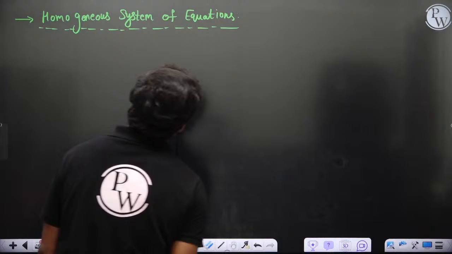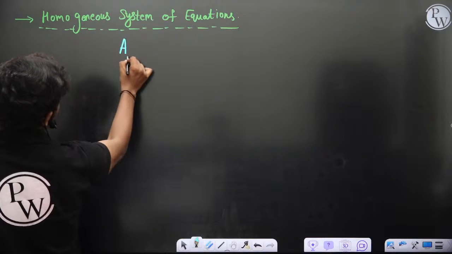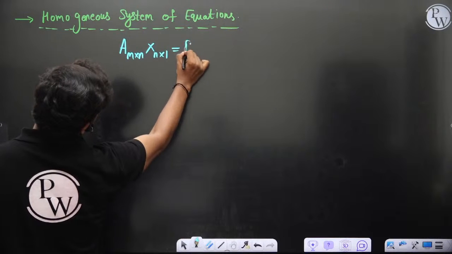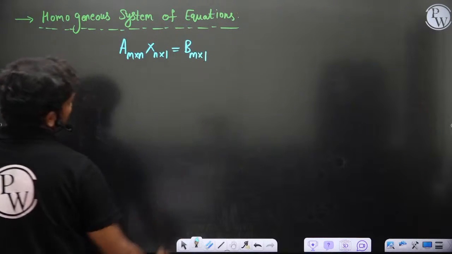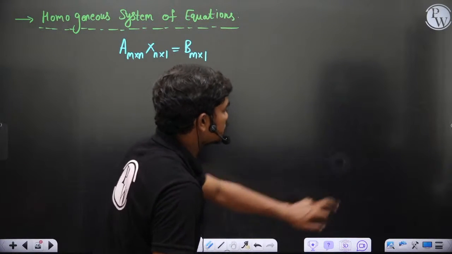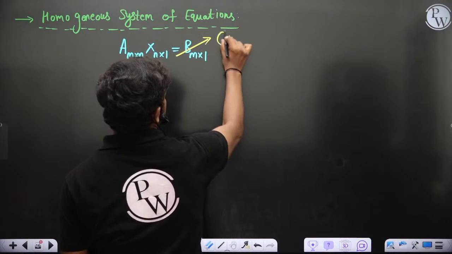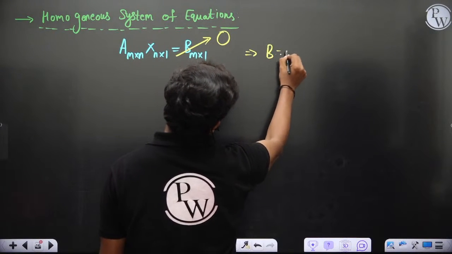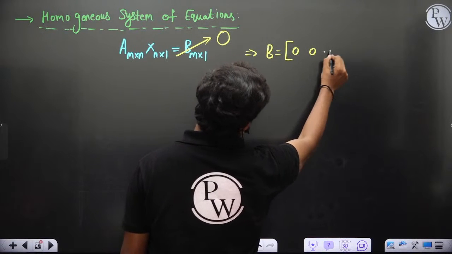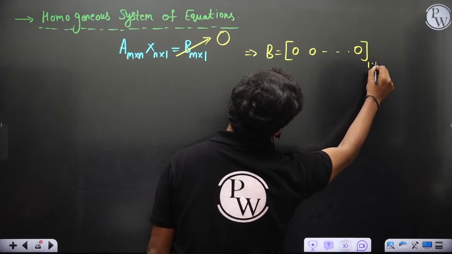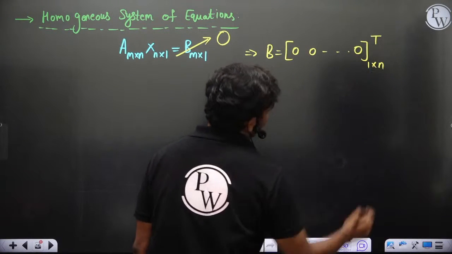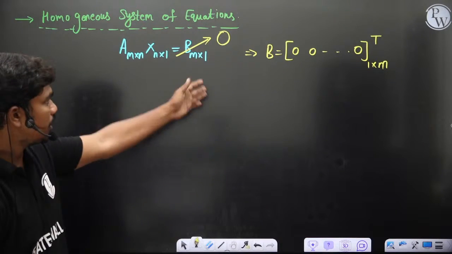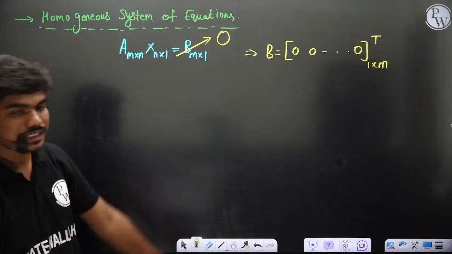So let's see, you have this system A of size m by n, x of size n by 1, is equal to b of size m by 1, of course, but let's say this b is a 0 vector, this is a null. So that means b is equal to 0, 0 and so on, 0 of size 1 by m, whole transpose. So it's basically m by 1, and it's a 0 vector, so the right hand side is completely 0.